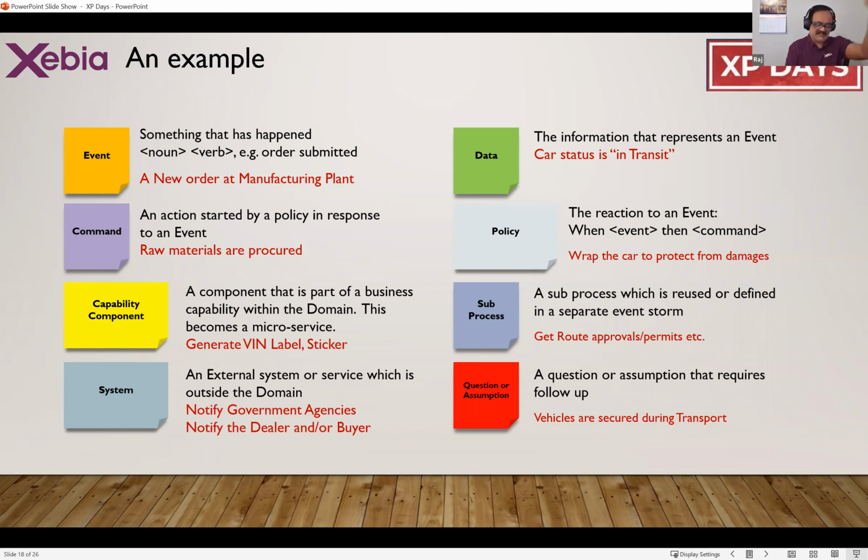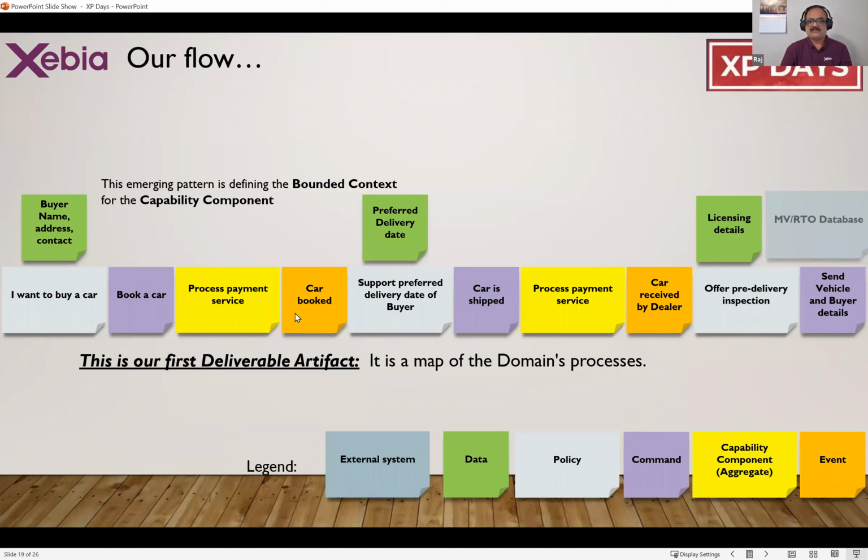I'm just giving an example of your entire thing with a car, right? So I want to buy a car, you book a car. So the service is called payment service, car is booked. So this is an event. Car booked is an event, car received by dealer is an event. You see data, for example. When I want to book a car, I should tell what is my name, what is my address. Then when car is booked, I may convey what is my preferred delivery date. For the dealer, licensing details. And here they will be talking to external agencies, the government, road transport departments, motor vehicle, whatever you call it. Sharing information about what is the VIN, what is the model, something like that.